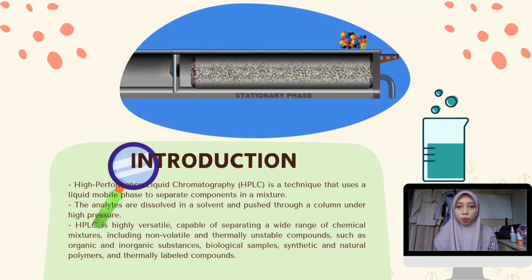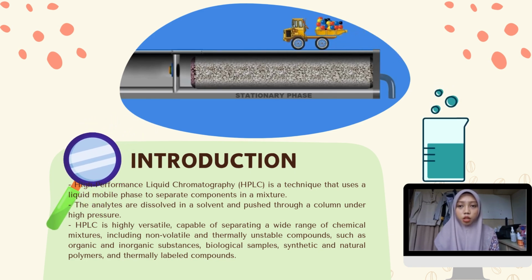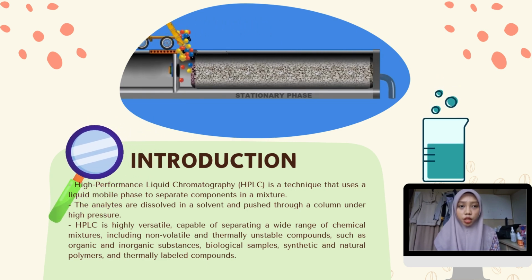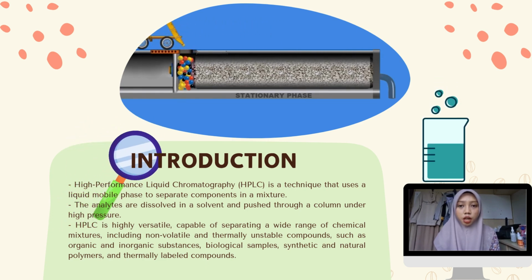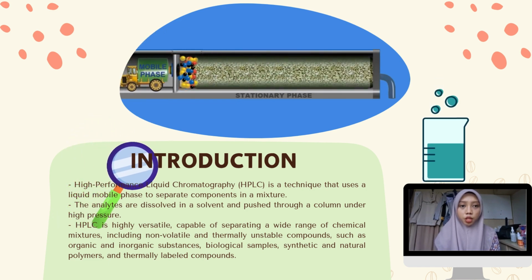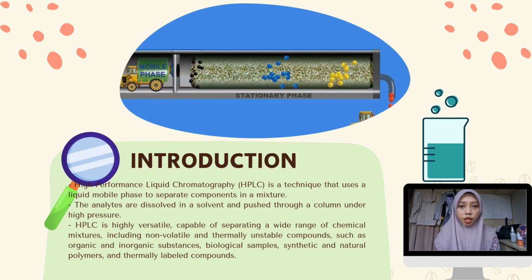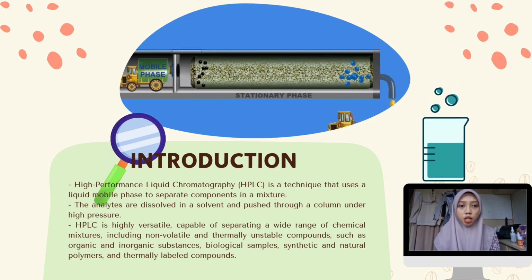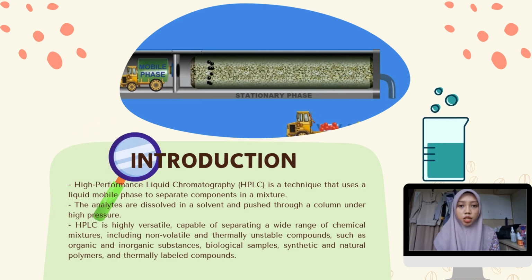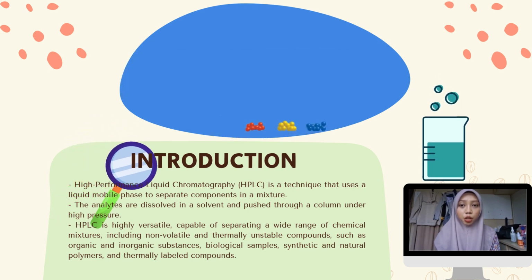High-performance liquid chromatography (HPLC) is a technique that uses a liquid mobile phase to separate components in a mixture. The analytes are dissolved in a solvent and pushed through a column under high pressure. HPLC is highly versatile, capable of separating a wide range of chemical mixtures, including non-volatile and thermally unstable compounds such as organic and inorganic substances, biological samples, synthetic and natural polymers, and thermally labile compounds.